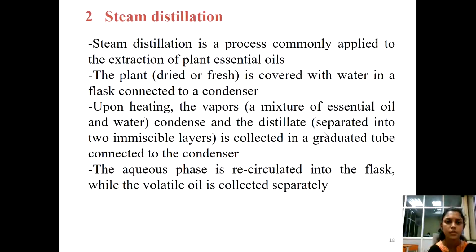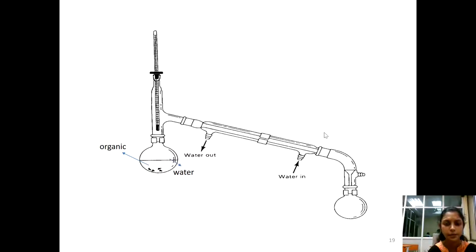Second is steam distillation. Steam distillation is a process commonly applied to the extraction of plant essential oils. The plant, which is dried or fresh, is covered with water in a flask connected to a condenser. Upon heating, the vapors, a mixture of essential oil and water, condense, and the distillate, which separates into immiscible layers, is collected in a graduated tube connected to the condenser. The aqueous phase is recirculated into the flask while the volatile oil is collected separately. This is the steam distillation unit.